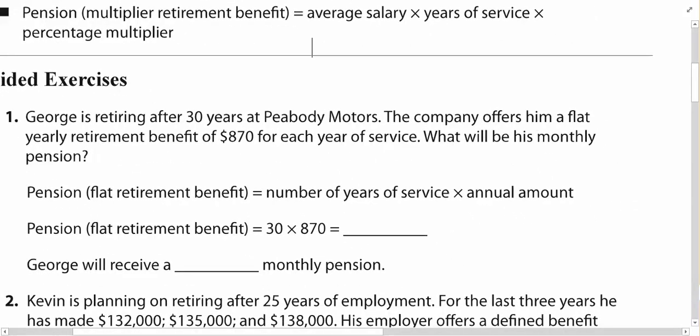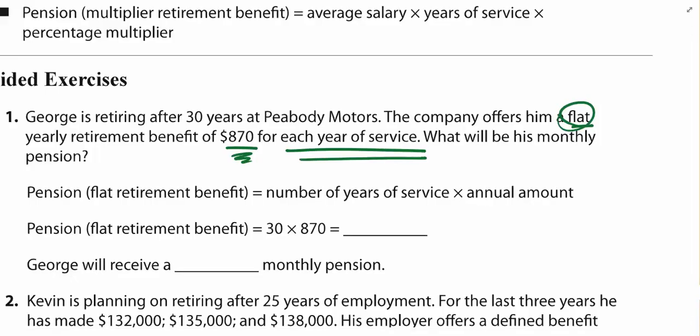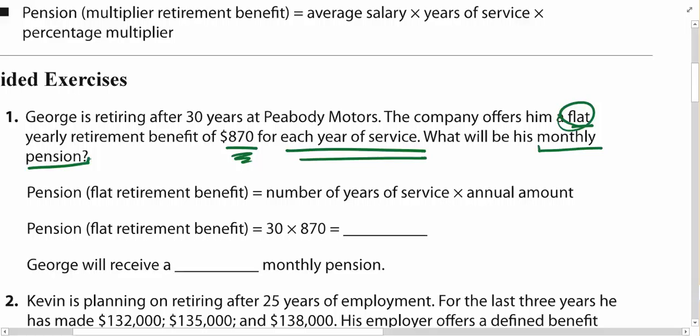George is retiring after 30 years at Peabody Motors. The company offers him a flat yearly retirement benefit of $870 for each year of service. So that's really the important stuff. We're dealing with a flat calculation, and we know he's going to receive $870 for each year that he served that company. Now, these pensions can be calculated in an annual amount, or they could be calculated in a monthly amount. This calculation here actually provides us our monthly pension.